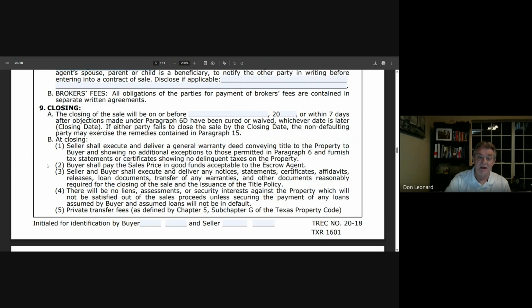In return, the buyer is going to pay the sales price that we saw in section 3 in what they call good funds acceptable to the escrow agent. Good funds, typically either cashier's check or wire transfer, one of the two. One of those two is going to have to be used.